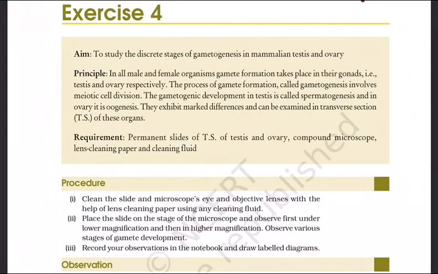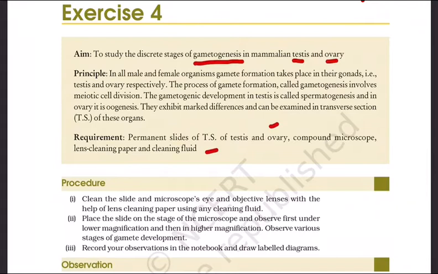So we go with experiment number 4, that is actually question type 4. In that one, the aim is to study the discrete stages of gametogenesis, genesis meaning taking birth, of gametes, the reproductive cells, in mammalian testis and ovary. So for this, what is required? You need permanent slides of TS of testis and ovary. Thankfully, we have both in our lab. And the compound microscope, lens cleaning paper, and cleaning fluid are all available with us.